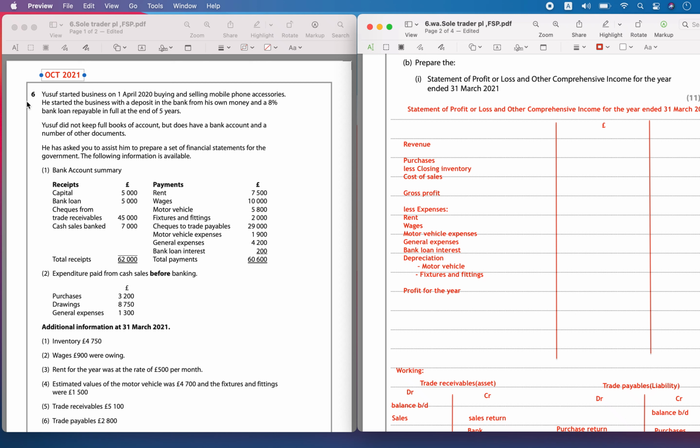Hello, today we are solving October 2021 paper question number 6 part B. Prepare the statement of profit and loss and other comprehensive income for the year ended 31st March 2021.